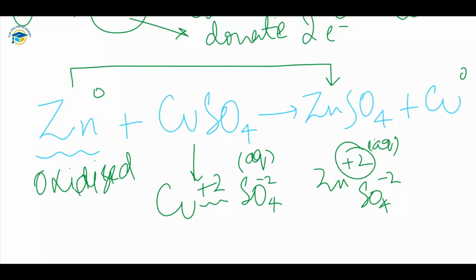So zinc is oxidized because zinc has donated 2 electrons or lost its electrons, and copper changes from +2 to 0, that means copper has gained 2 electrons, so copper is reduced. So here the reduction happens in the copper. This is the ionic equation for the reaction between the zinc and the copper sulfate solution. That is also the redox reaction. Zinc has lost 2 electrons and copper has gained 2 electrons. So this is clear, both the loss and gain of electrons by the different elements during this reaction.